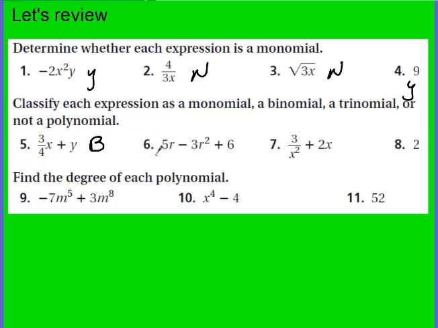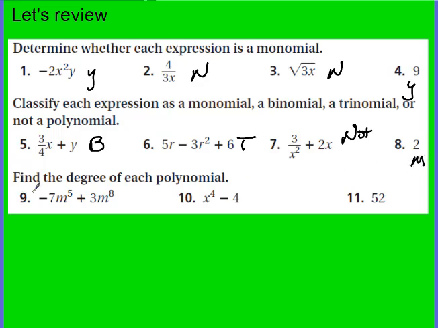Okay. 6, 5r minus 3r squared plus 6. Are each of these monomials? Yes, they are. So this one would be a trinomial because there are 3 terms put together with plus or minus. 3 divided by x squared plus 2x. Well, this term right here is not a monomial, so it's not going to be a polynomial. This x squared in the denominator messes things up, so this would be a not one. And then this 2, there's only one term there, so this one is a monomial.